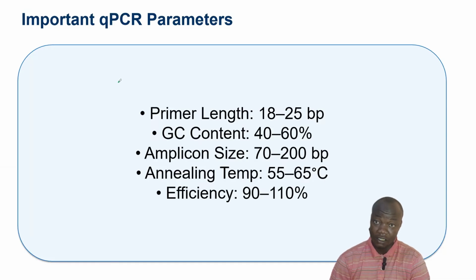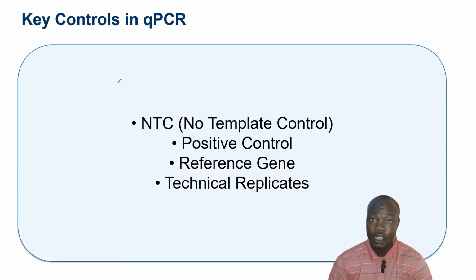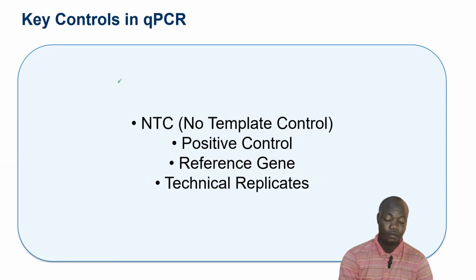Then annealing temperature. Annealing temperature is also very important. You have to make sure that the annealing temperature is between 55 to 65 degrees centigrade. And then for the efficiency, it should be 90 to 110%. So what are the key controls in qPCR? Number one, you need NTC, that is no template control. You need positive control, you need reference gene, and then you need technical replicates.